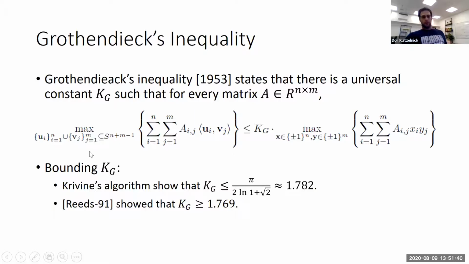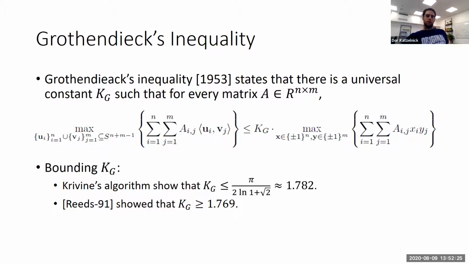And on the left side, what we have is the semi-definite program for the max biquad problem. So we have these n plus m unit vectors, and we want to maximize this form. And what Grothendieck's inequality says is that the left-hand side of this inequality is not much larger than this side. Obviously, the left side is bigger than the maximization of a bipartite quadratic form, but it's not much larger, and it's only larger by a constant.